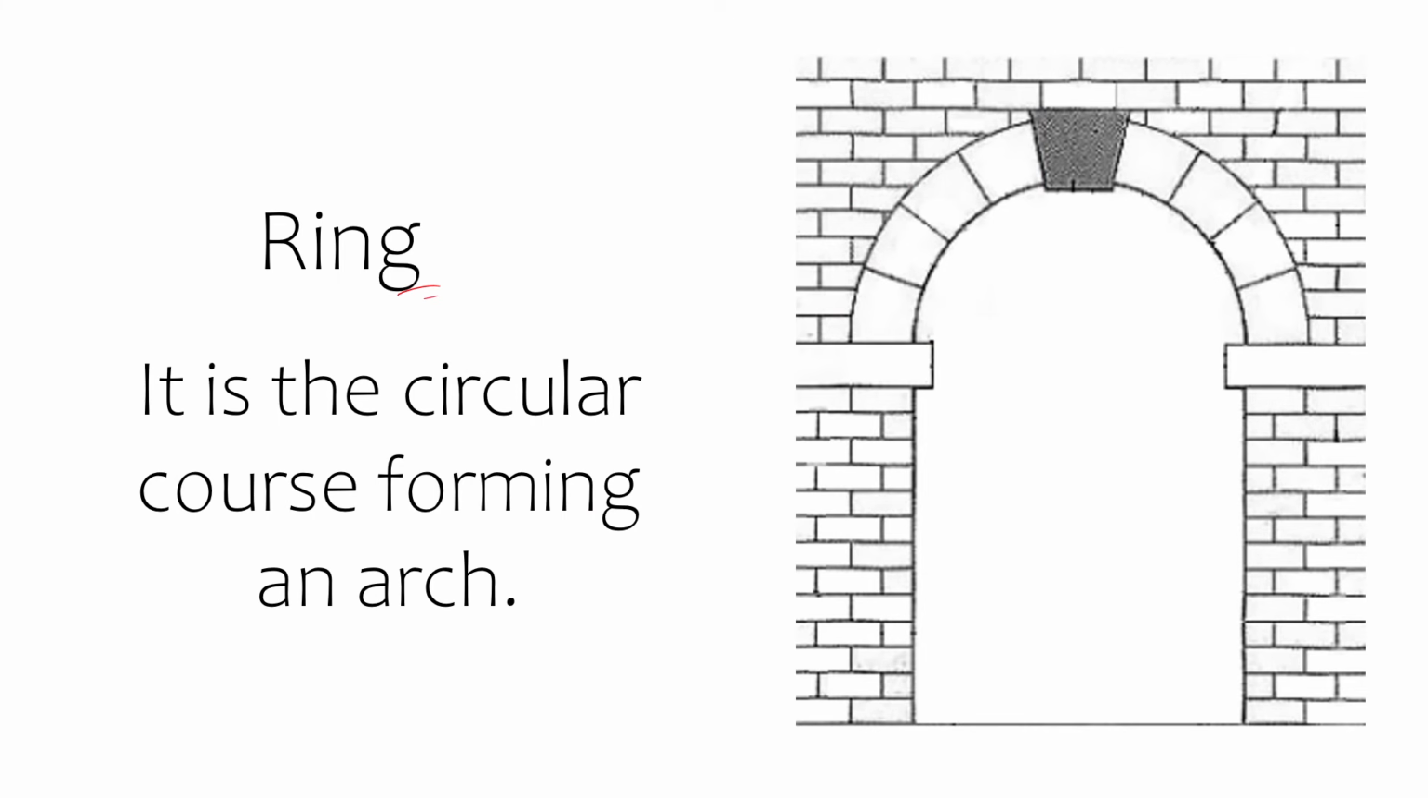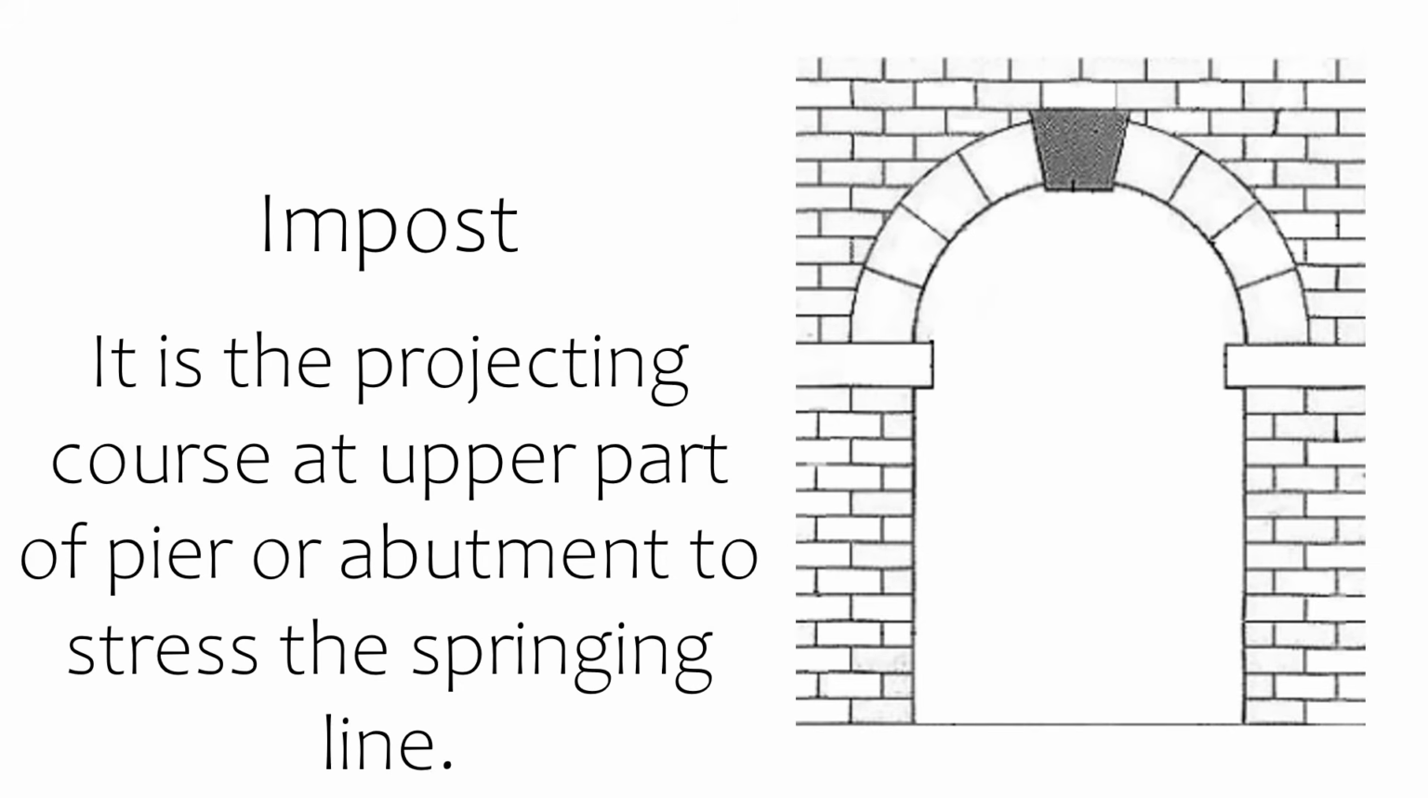Next is ring. It is the circular course forming an arch. So as you might be knowing that course is the layer of bricks. But in case of arch, we can say this is the layer of brick. So this is the circular course forming the arch. This is the ring. Next is impost. It is the projecting course at upper part of pier or abutment to stress the springing line. So here, just above the abutment, we have this. It's known as impost.